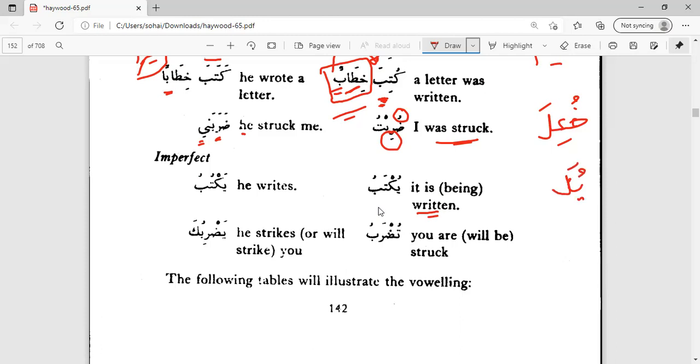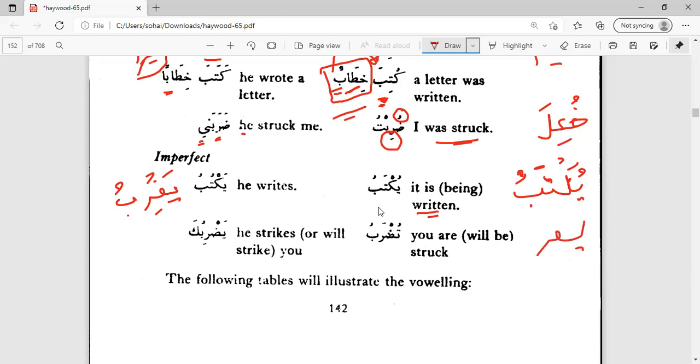Then the first root letter will be normal. The second root letter will always have a fatha. So this is saying whether it is yaktubu or yadribu, it's the same. It'll be yudrabu.